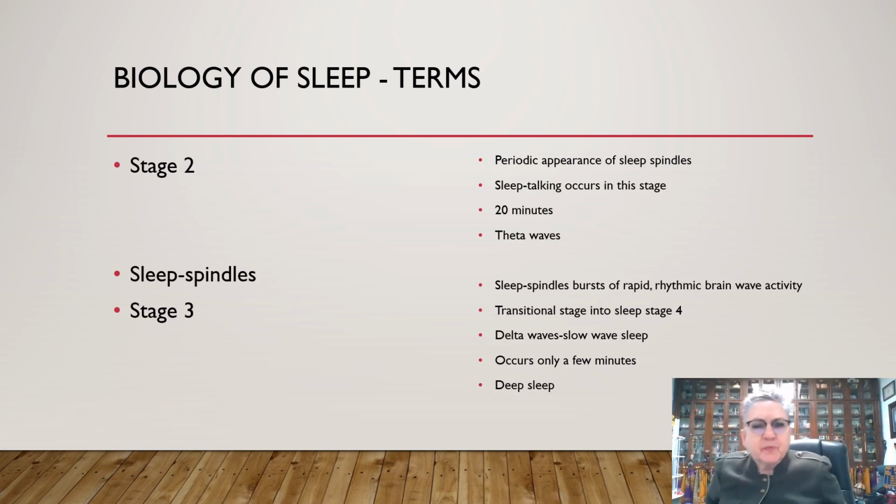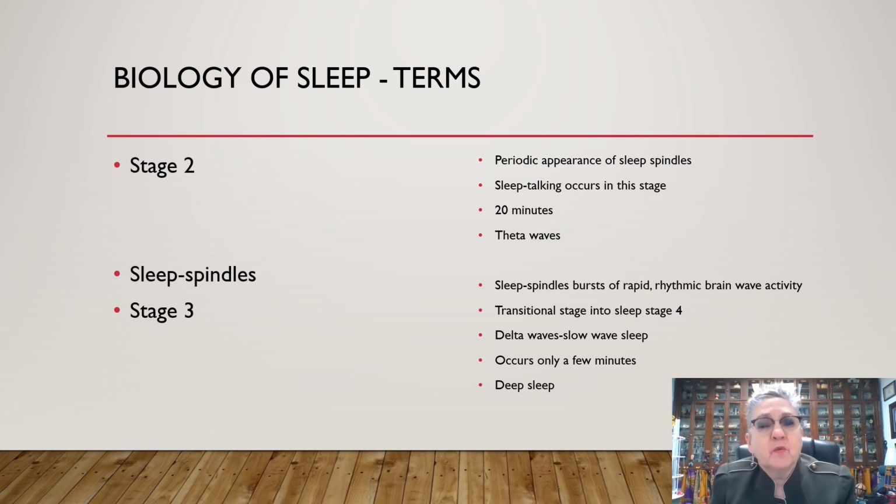Stage 2 sleep is a little deeper sleep. It has a periodic appearance as sleep spindles, and they're very identifiable when you look at the polysomnograph. Sleep talking occurs in this stage. It's usually within the first period of sleep, lasting about 20 minutes. So 5 minutes of stage 1, and then you go into different stages of sleep progressively, with stage 2 lasting 20 minutes. Again, we can see in some of the testing that people get into stage 2 and never proceed to the deeper sleep because of their sleep disorders. So we'll talk about that again.